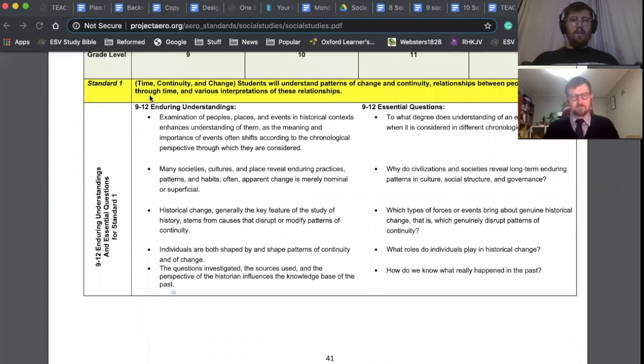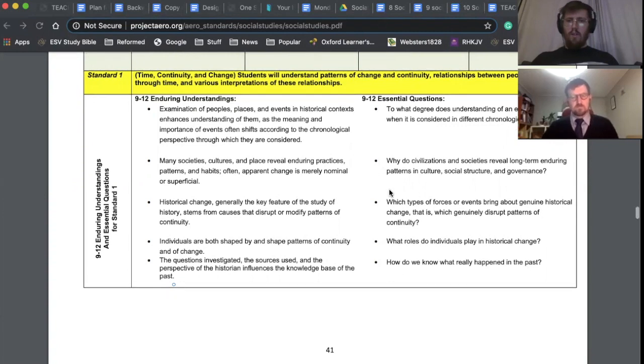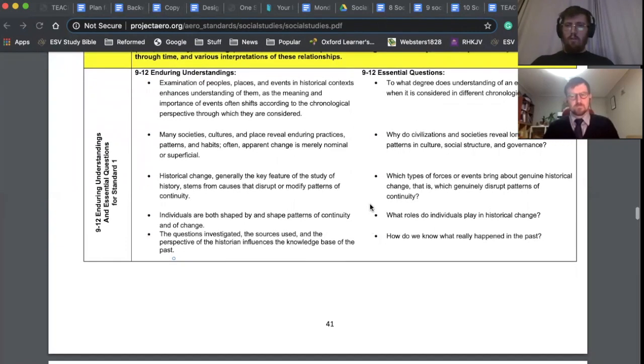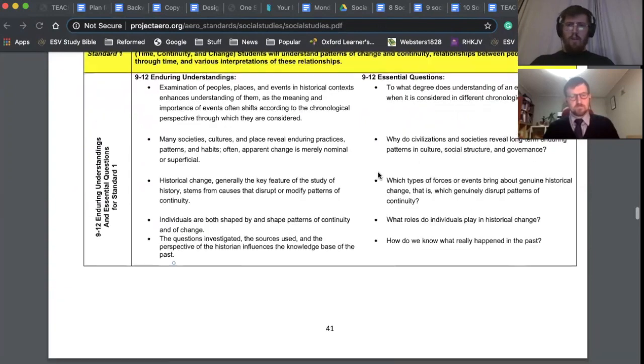Kind of the big idea here is time, continuity, and change. Students will understand patterns of change and continuity, relationships between people and events through time, and various interpretations of these relationships. So I thought that fit well with the study of prehistory and then some of the earlier civilizations. I think some of these essential questions hit on those topics, so I was thinking about using some of these in my units.